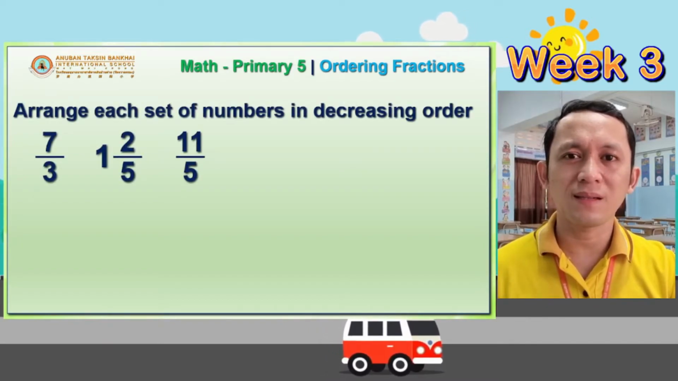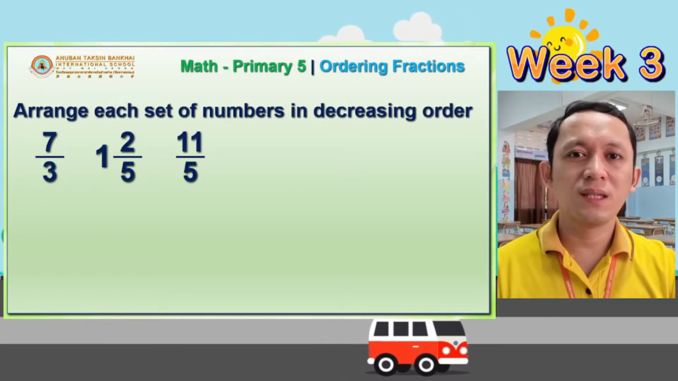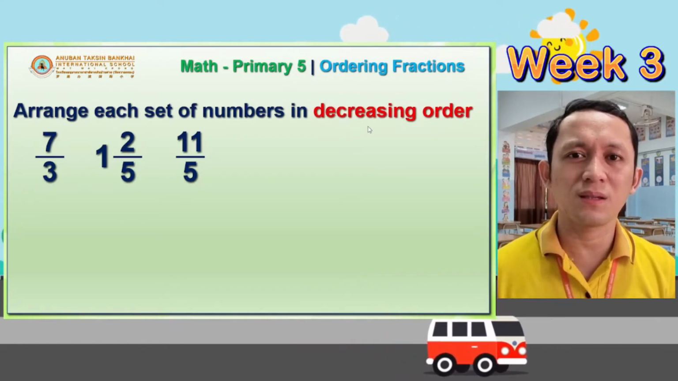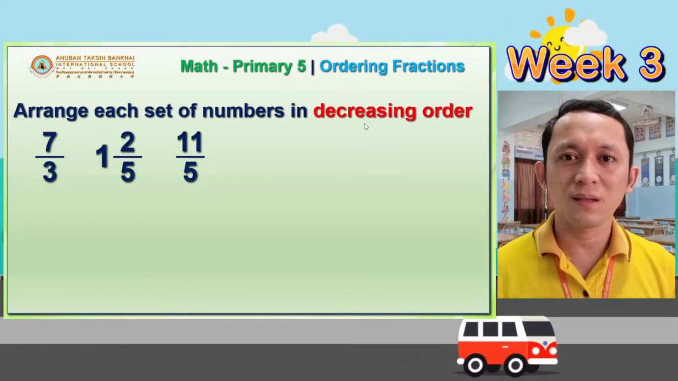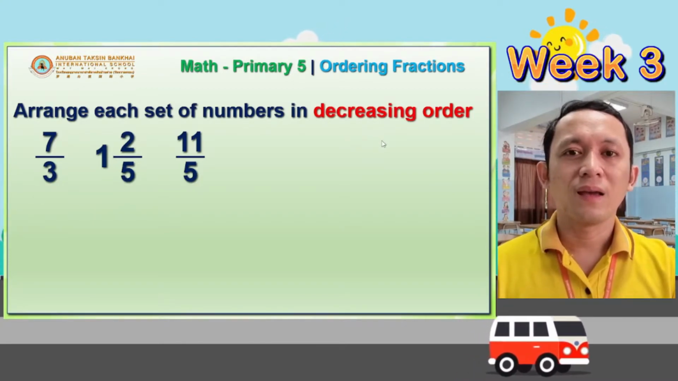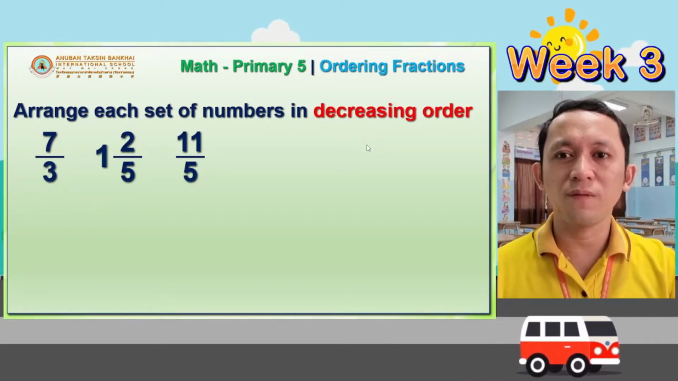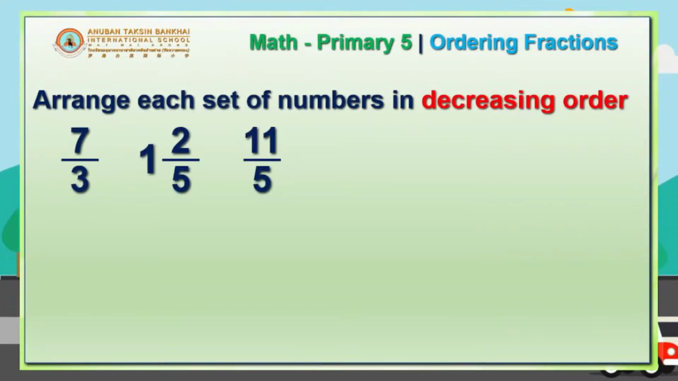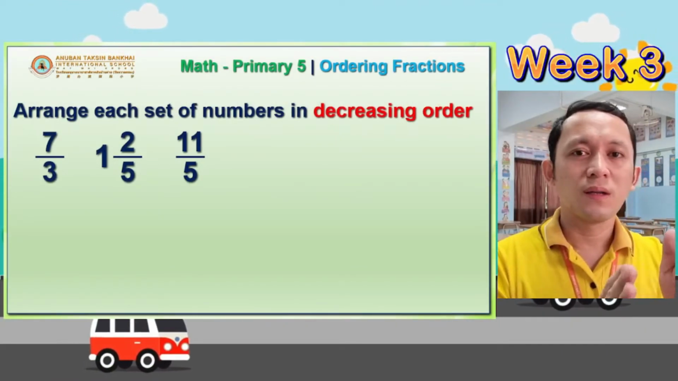Now let's discuss how to arrange fractions in decreasing order. So basically, these methods are just the same as increasing order. We have here an example: 7 over 3, 1 and 2 over 5, and 11 over 5. So again, decreasing order means from big numbers going to small numbers.